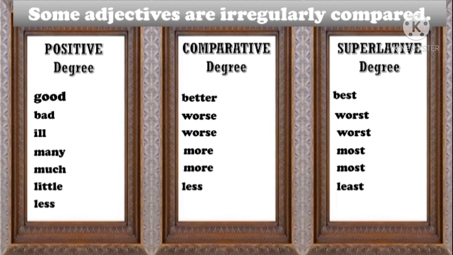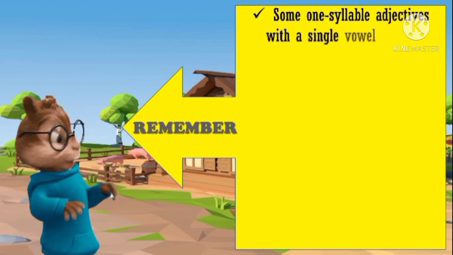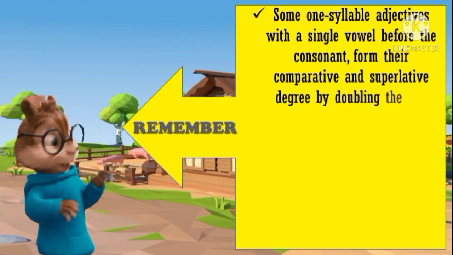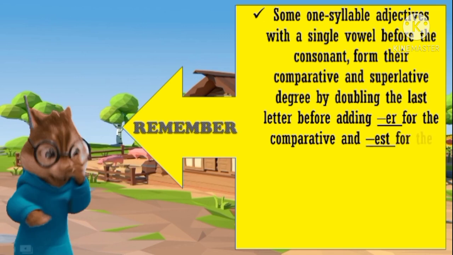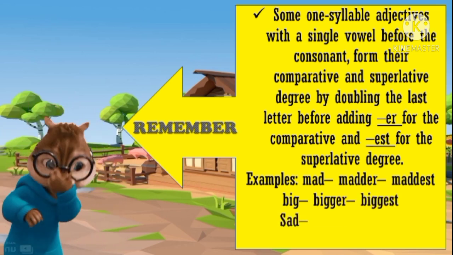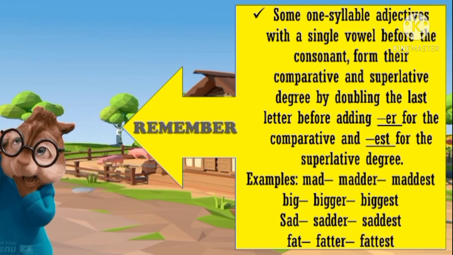While the word less is in the positive degree, it is lesser in the comparative degree and least in the superlative degree. Here are things to remember. Some one-syllable adjectives with a single vowel before the consonant form their comparative and superlative degree by doubling the last letter before adding er for the comparative and est for the superlative degree. Examples: mad, madder, maddest; big, bigger, biggest; sad, sadder, saddest; fat, fatter, fattest.